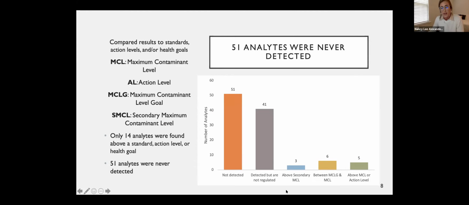The graph on the right here shows 5 different groups that we split our analytes into based on where they fell in comparison to each of these standards, action levels, or health goals. On the y-axis, you can see the number of analytes that fell into each of these categories. So the main takeaway from this is that we had 51 analytes that we never detected in any well, while we only had about 14 analytes that occurred at potentially unsafe or elevated levels.